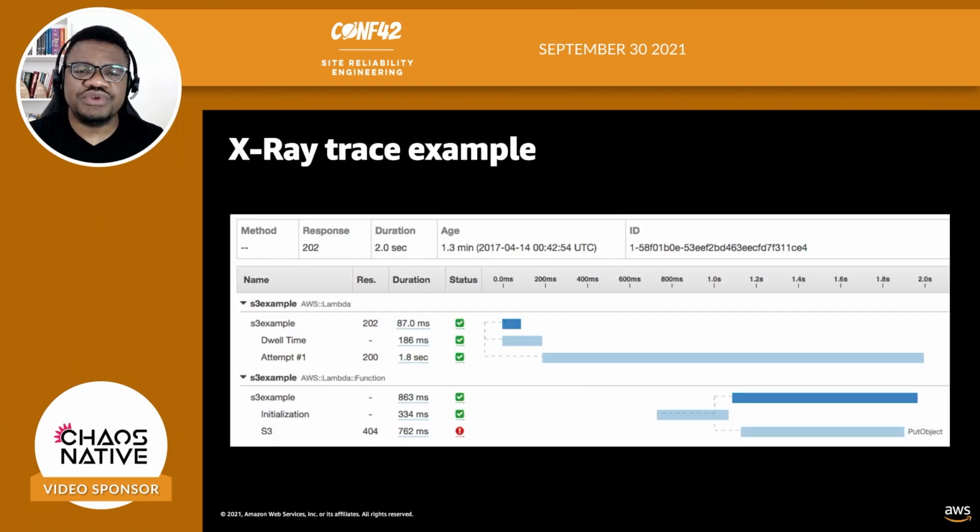So on the screen, I've got a tracing example. This is looking at a particular trace. This is an example of uploading data onto Amazon S3. And you could see it shows the various activities that happen as part of that transaction and the latency and duration each of them took. So you can see the initialization of the Lambda function and also the upload, the PutObject API call to Amazon S3, which unfortunately returned a 4xx in this instance. But that's the level of information you'll be seeing from the trace from this transaction.